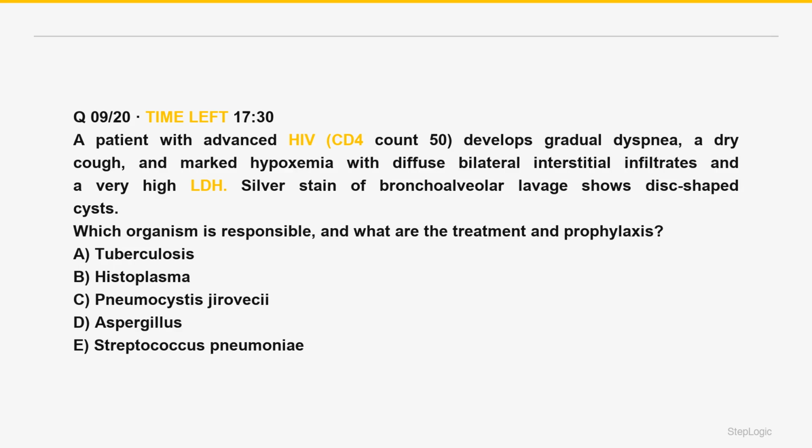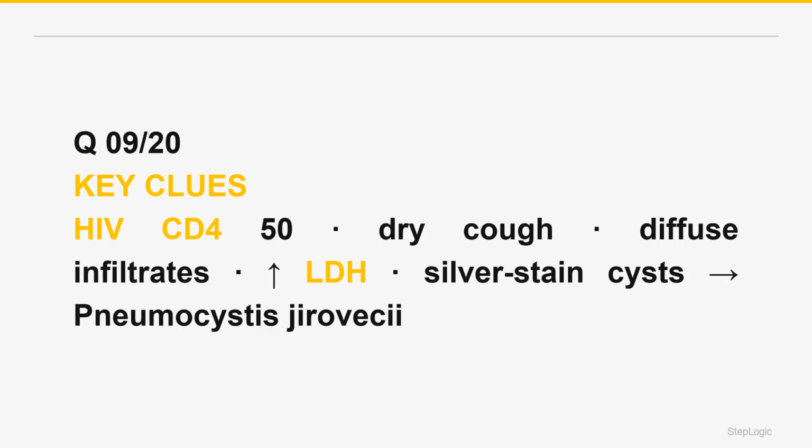Advanced HIV, CD4 50, dry cough, diffuse infiltrates, high LDH, silver stain cysts: Pneumocystis jirovecii, TMP-SMX, treat plus prophylaxis at CD4 below 200. This is Pneumocystis jirovecii pneumonia, PCP, caused by an opportunistic fungus formerly classified as a protozoan. It causes pneumonia almost exclusively in the immunocompromised, classically AIDS patients with a CD4 count below 200.